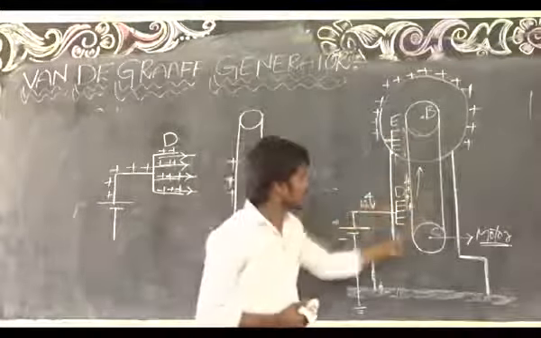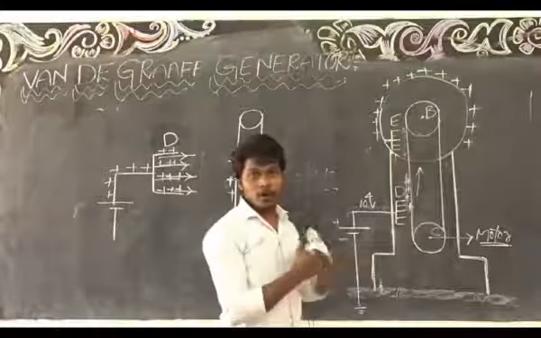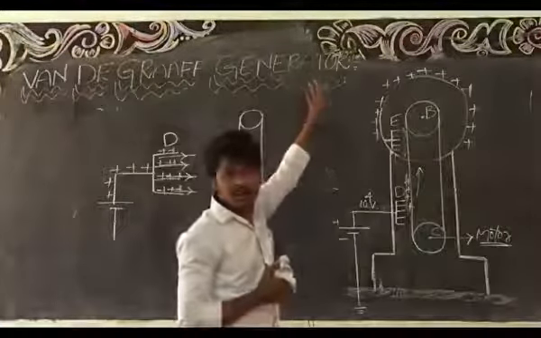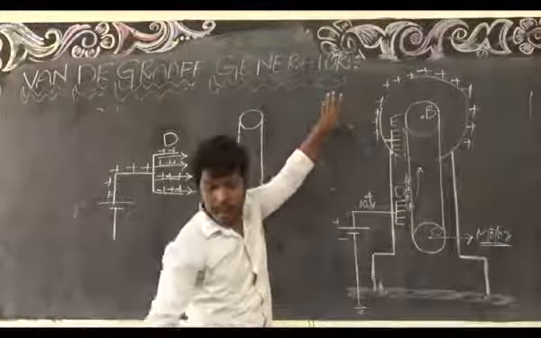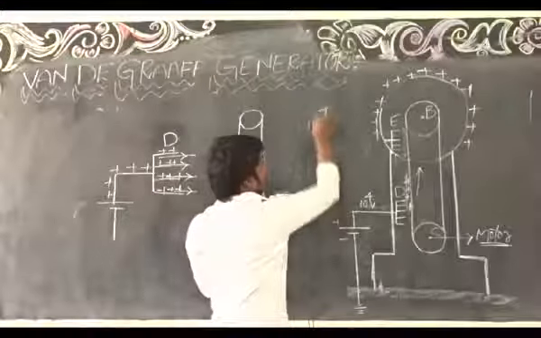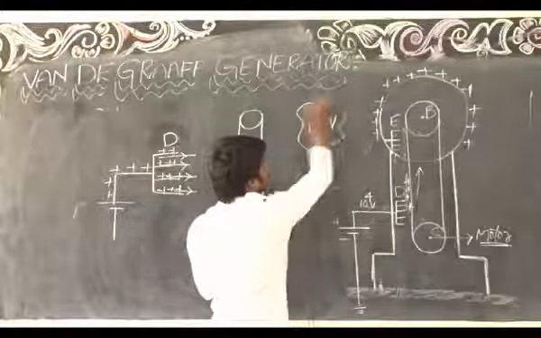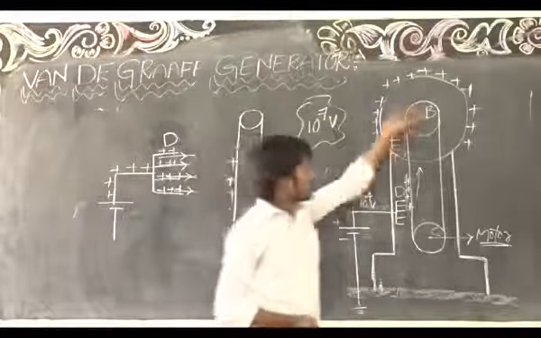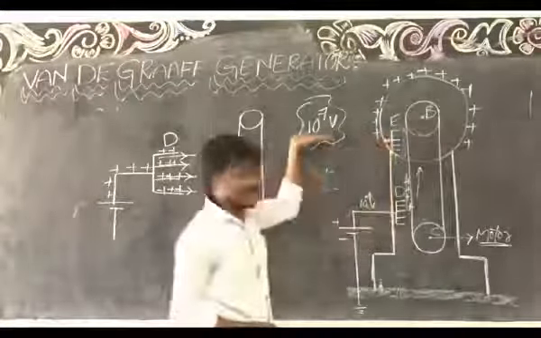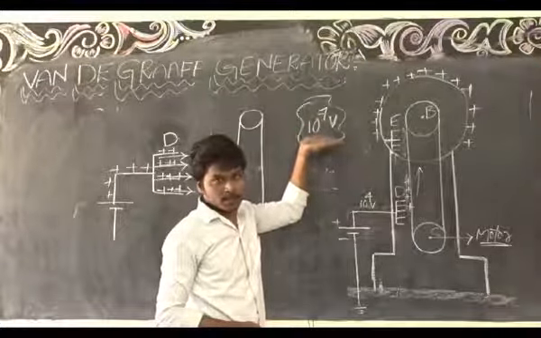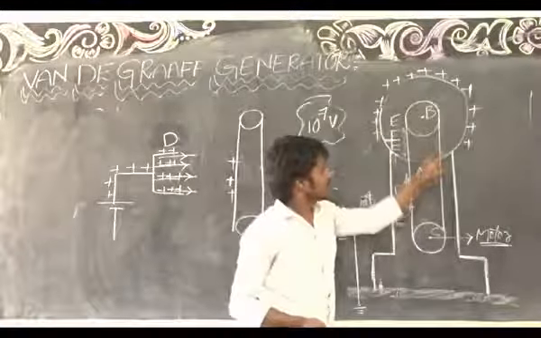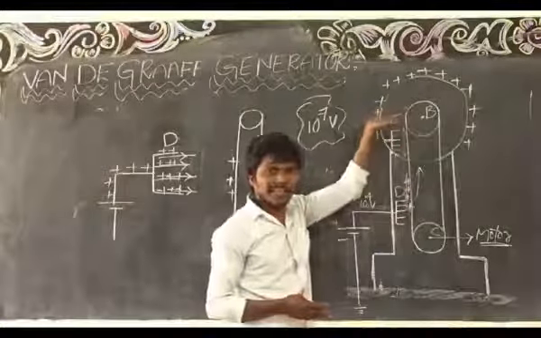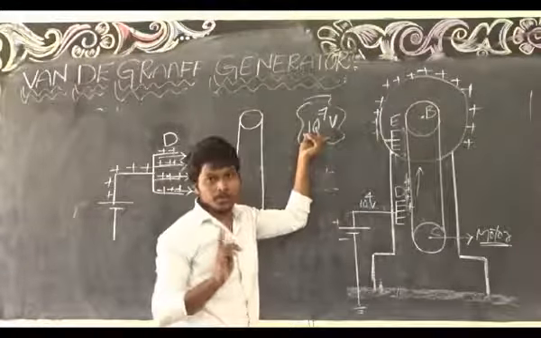Until this procedure goes on, what is the Van de Graaff generator's potential limiting value? 10 power 7 volts. Correct, I told you at the start already. This process will continue until the charges on the sphere reach the basic limit. What is that? 10 power 7 volts.